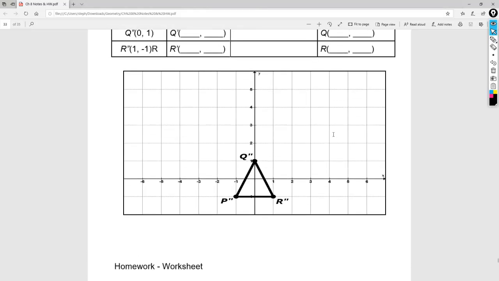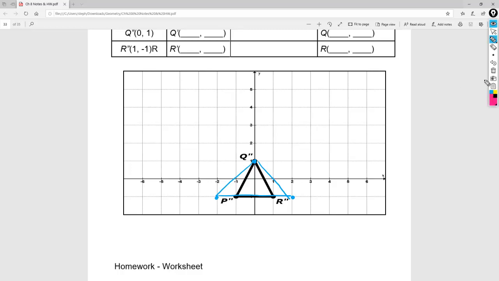Okay, so this is my image. Now after the dilation, if I plot those points, I'll end up here, here, and here. Alright, so that's after my dilation. Now after my horizontal stretch, I keep saying that. After my horizontal stretch. So now if I think about where my pre-image is, this is after a dilation of scale factor 1/3. So now I would need to think about dilating by a scale factor of 3. So let's take a look at what that would be.